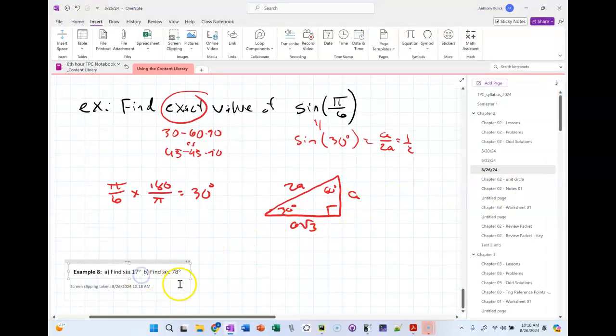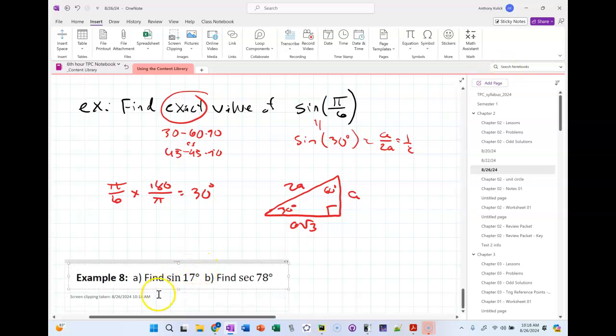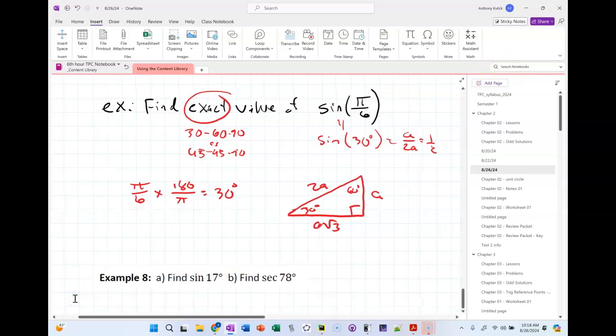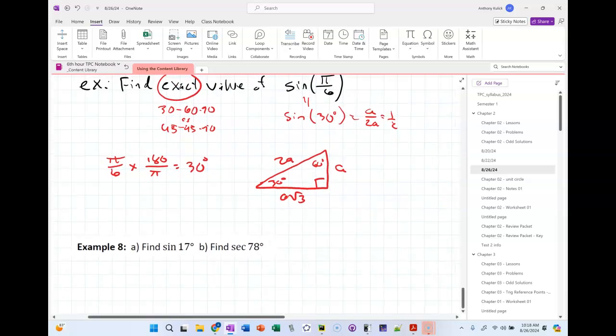What if I ask you to do something like sine of 17? How do I do something like that? Did the directions say I have to have an exact answer? No. So decimal is going to be fine. How do I get the decimal for sine of 17? I type it into my calculator and press enter. That's it. That's all we're saying.